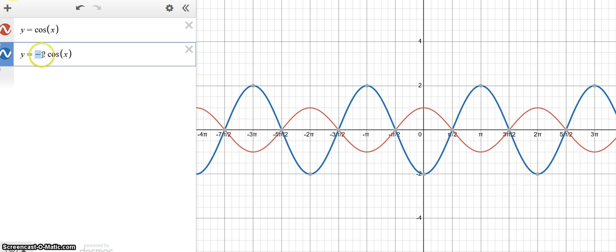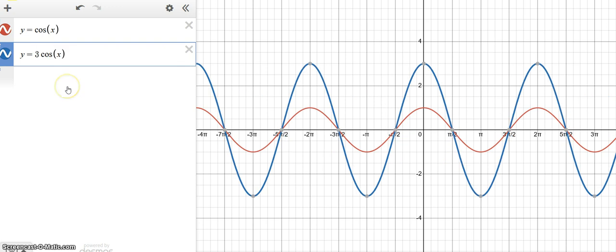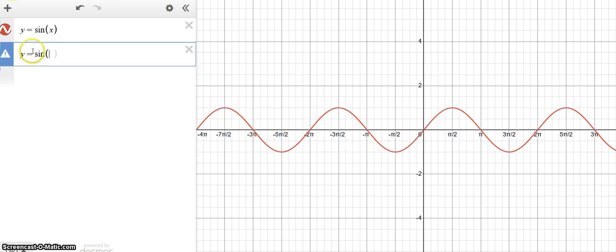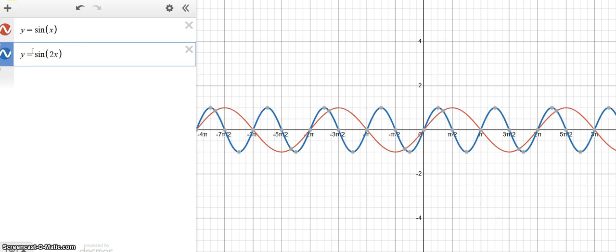If I were to change this back to a positive number, like 3, you can see it does exactly the same thing as it did for sine. It grabs it and stretches it up, and grabs it here and stretches it down. It changes our amplitude. So our high point is now 3, our low point is -3. All right, I'm going to go back to sine. And now I'm going to look at what happens if I put a number inside the parentheses here.